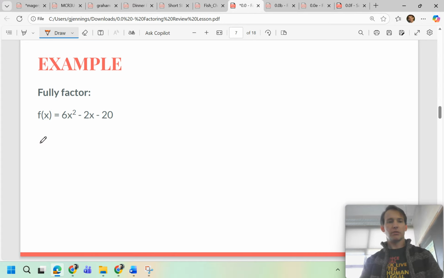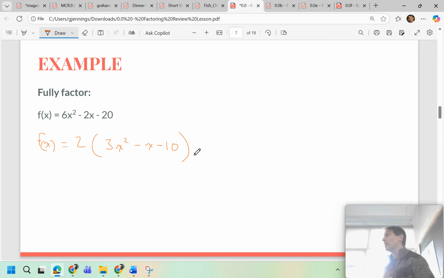So, I common factor first. f of x is equal to 2 multiplied by 3x squared minus x minus 10. And now I've just got an easier x game to win. I've got an easier thing to factor. Life is easier. That's how I want you to feel.